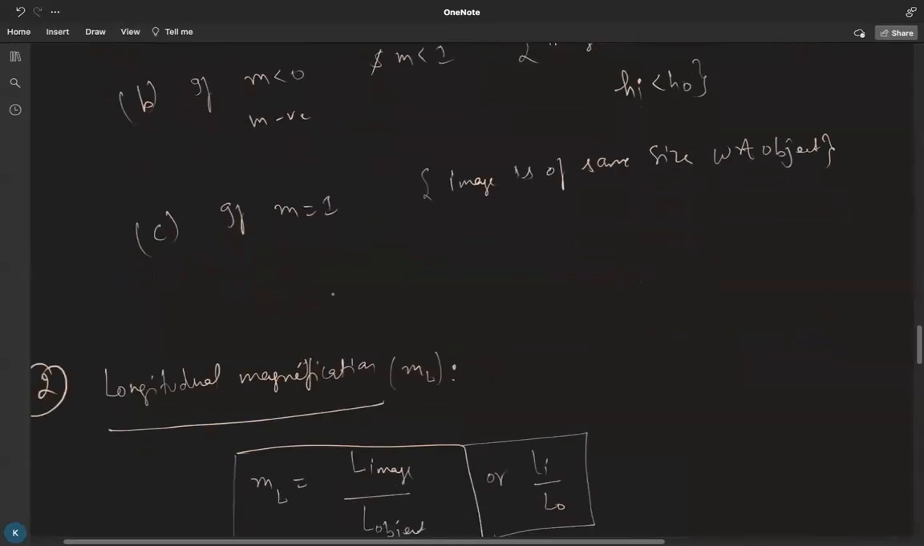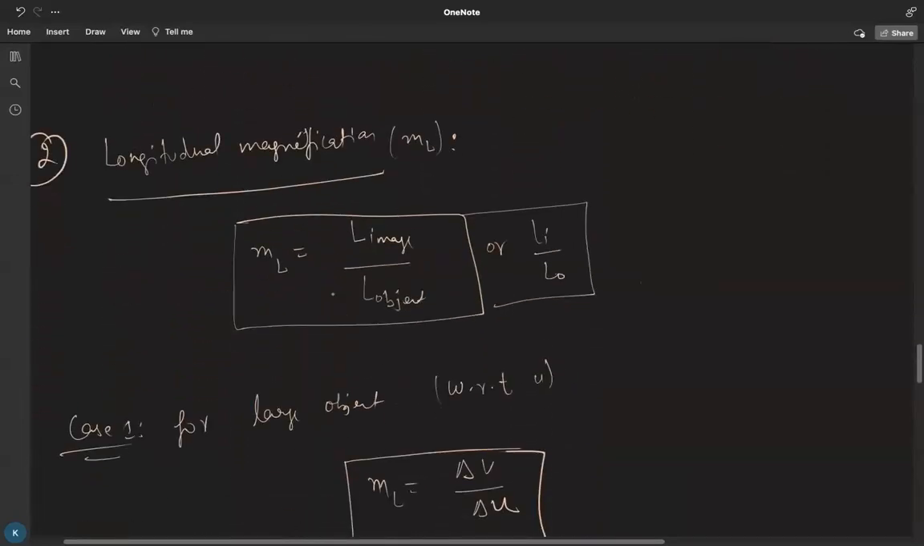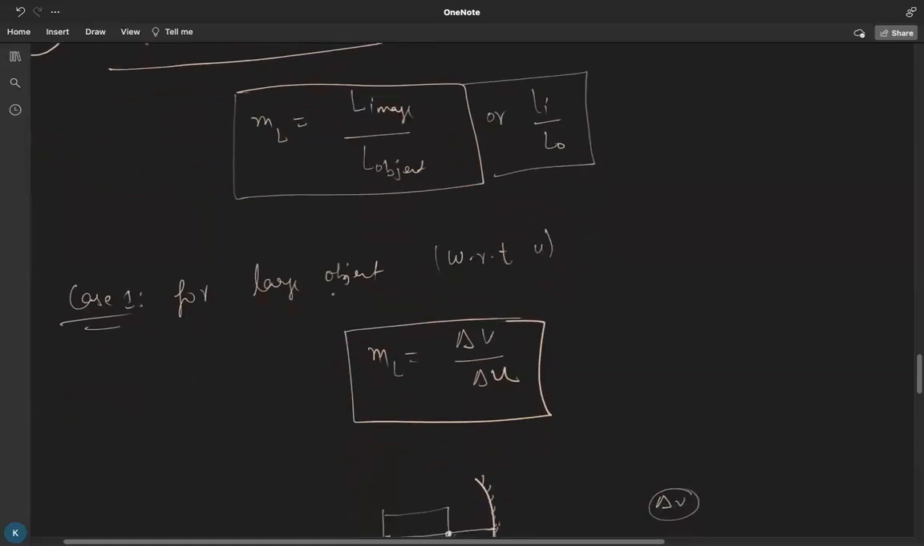The third thing we discussed: if m is exactly equal to 1, then the image height and the object height are the same. The next thing is about the longitudinal magnification. Longitudinal magnification is defined as the length of image by length of object, as transverse magnification is defined as the height of image by height of object. In this case, we are taking two cases. In the first case, what if our object is very, very large.